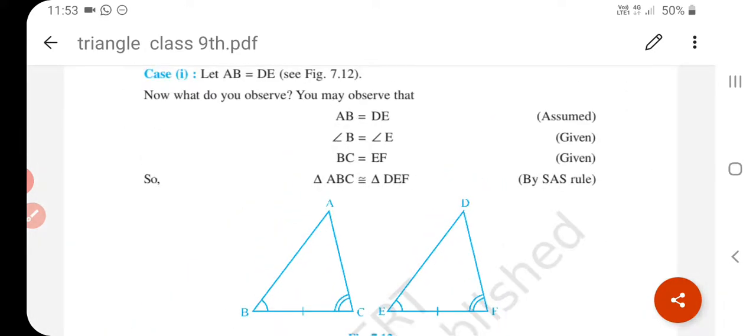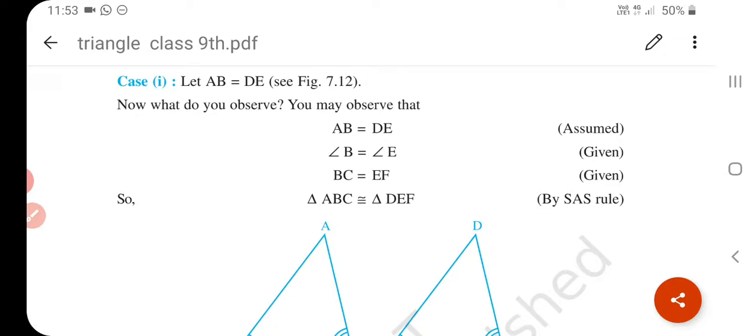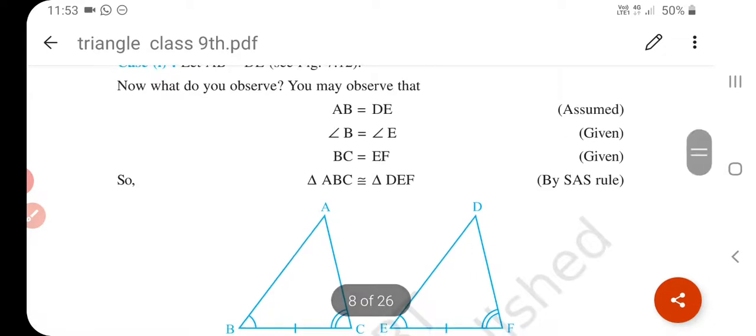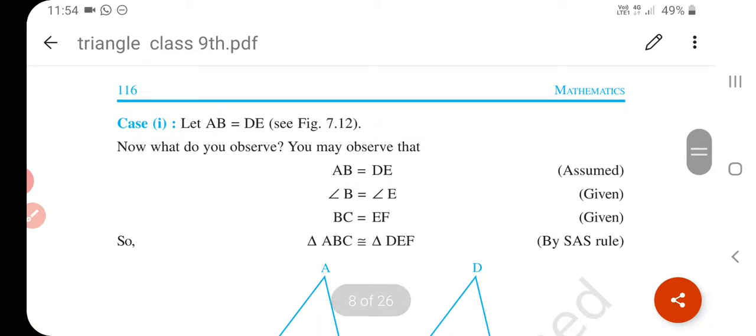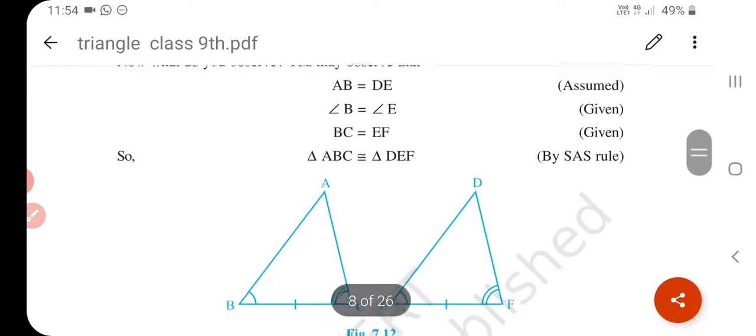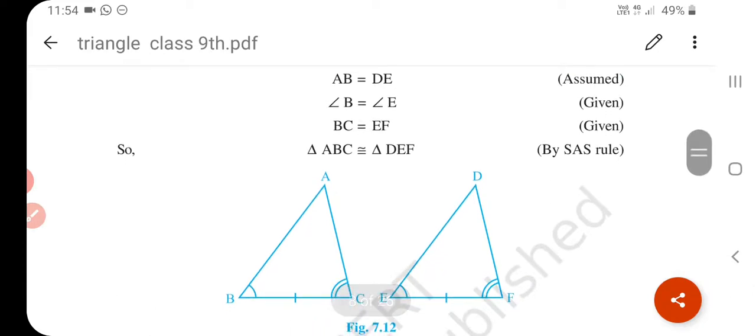Okay, so let's see one example. This is your one example. Let AB be equal to DE. See here, AB is equal to DE. Now what do you observe? You may observe that AB and DE are equal, and angle B is equal to angle E. BC is equal to EF.